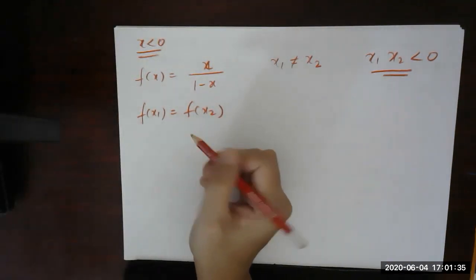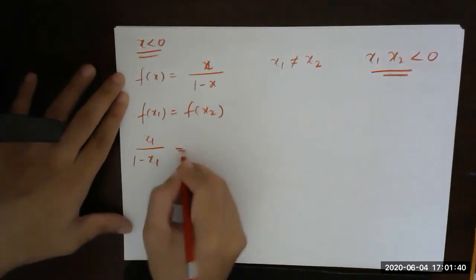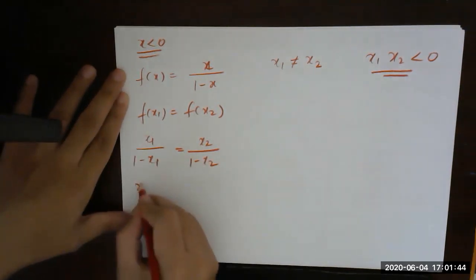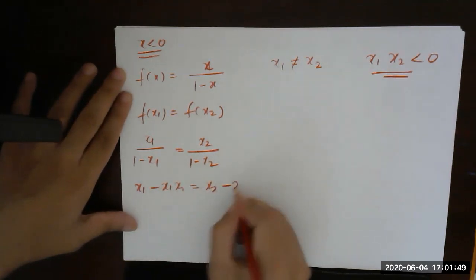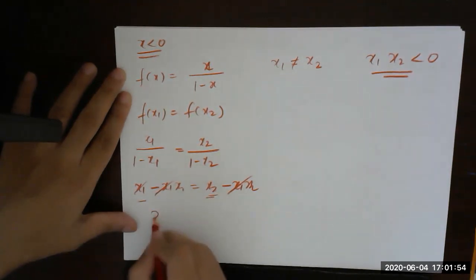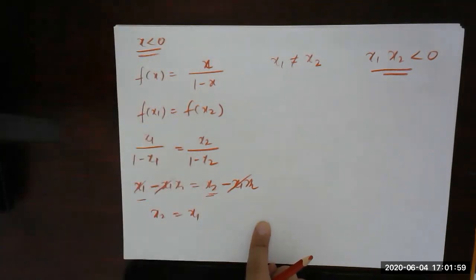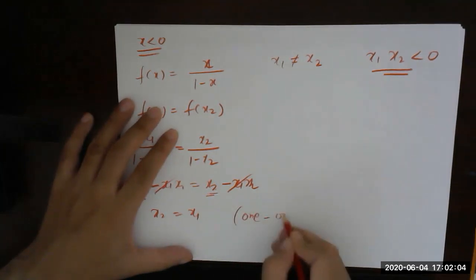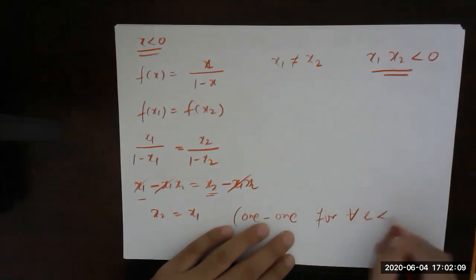So when I do this, this will become x1 upon 1 minus x1 equals x2 upon 1 minus x2. If I cross multiply, this will become x1 minus x1x2 equals x2 minus x1x2. x1x2 will get cancelled, so x2 will be equal to x1. That means in this domain, which is x less than 0, I will have x1 equals x2. Hence it is one-one for all x less than 0.